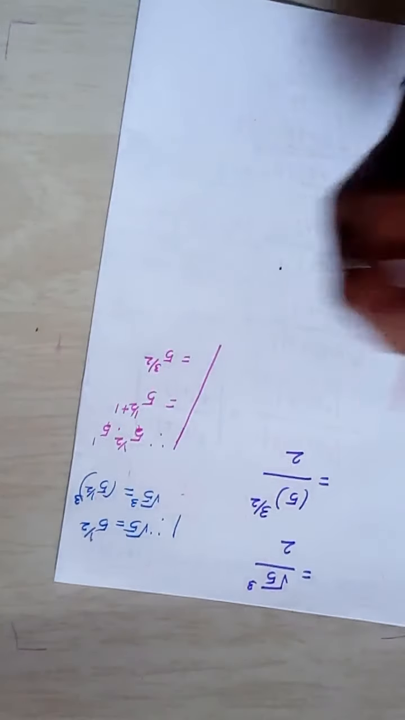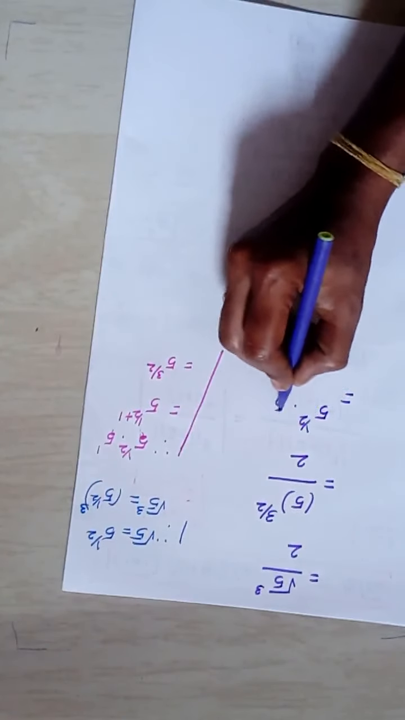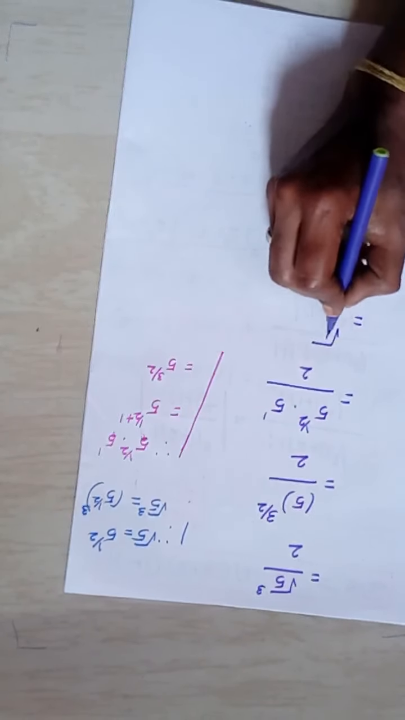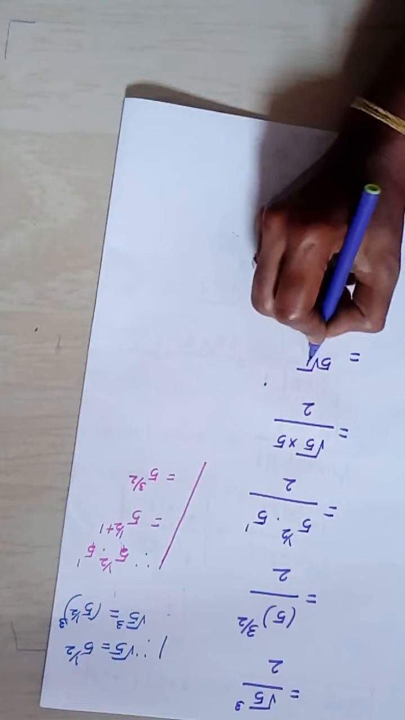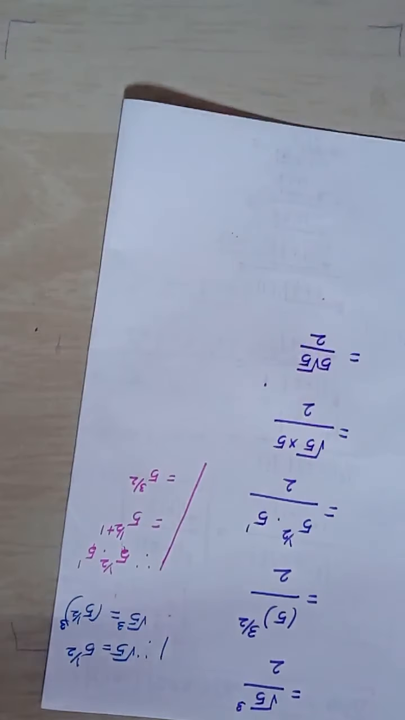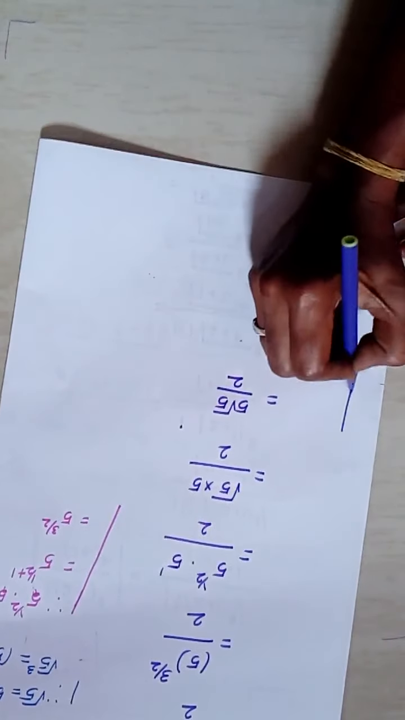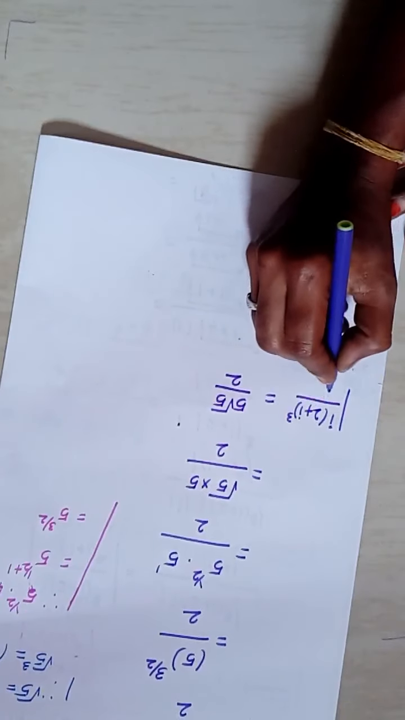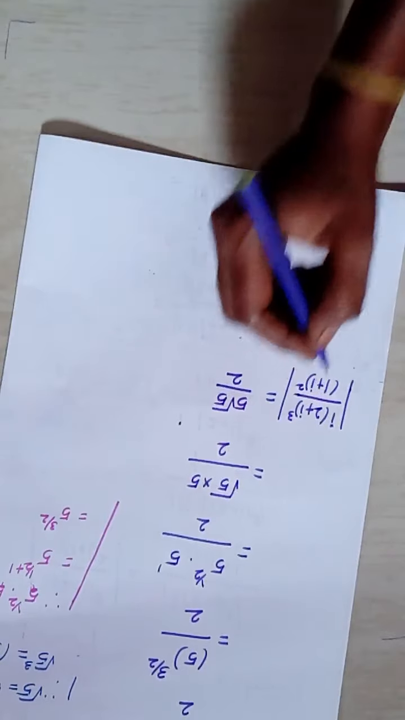So it can be written as 5 power 1 by 2 into 5 power 1, divided by 2. This is equal to 5 power 1 by 2, which is nothing but root 5, and 5 power 1 is 5, divided by 2. So it can be written as 5 root 5 by 2. What is LHS? LHS is nothing but modulus of i into 2 plus i the whole cube divided by 1 plus i the whole square. Do you understand, ma'am?